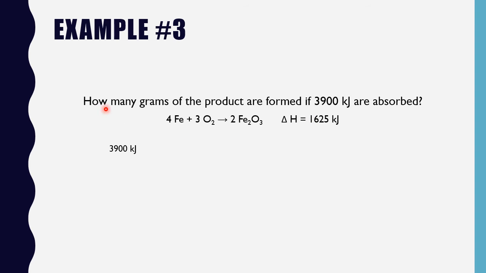In the word problem, it says how many grams of the product. For this specific equation, I only have one product. So that means I'm only working with this guy right here. So it's going to be delta H per 2 moles of the product.